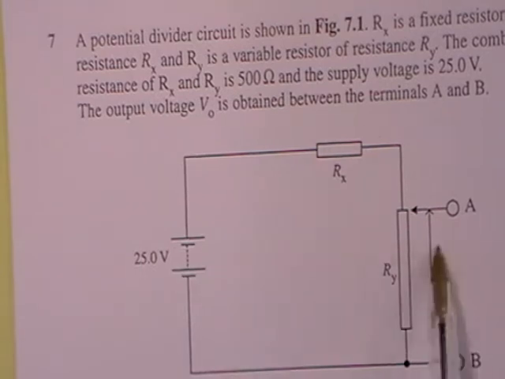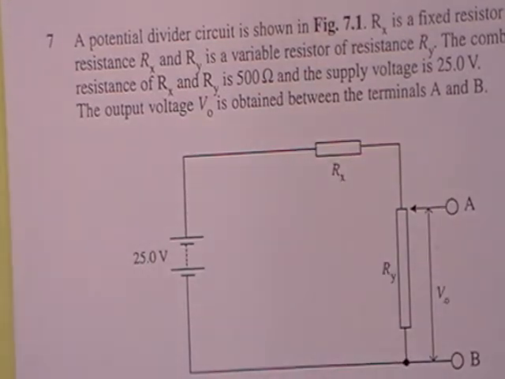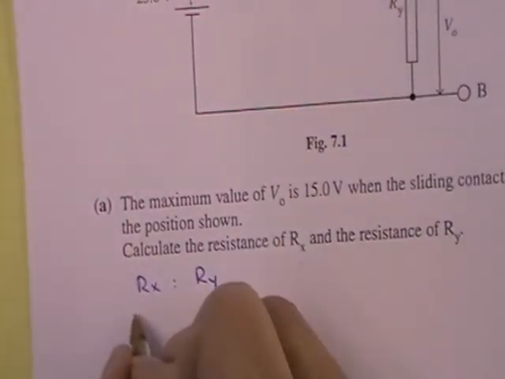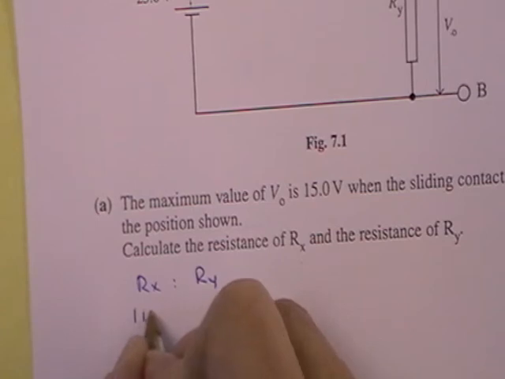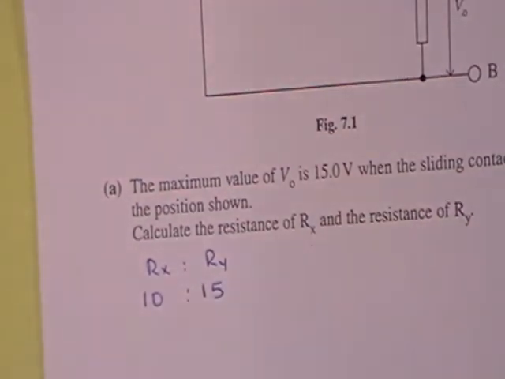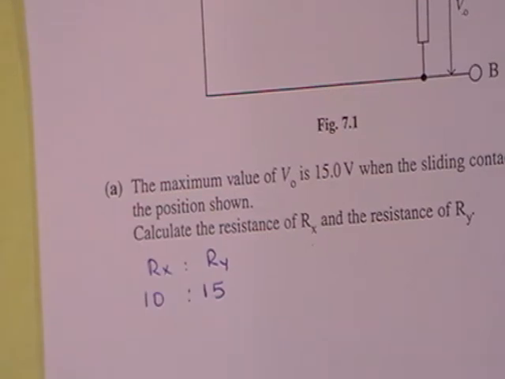if we've 25 here and 15 here, you must have 10 here. And so the resistance Rx to Ry, I'm just going to do it as ratios, is going to be 10 to 15, because that's the ratio of the voltages. Now, we also know then that the total resistance is 500.